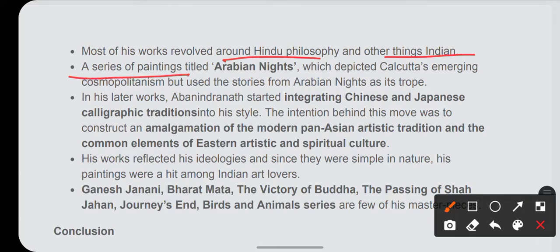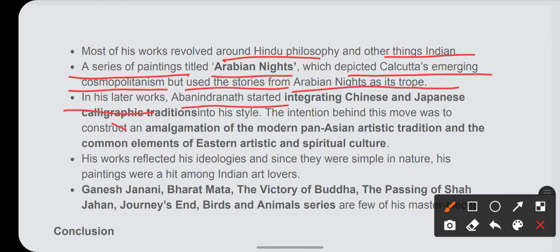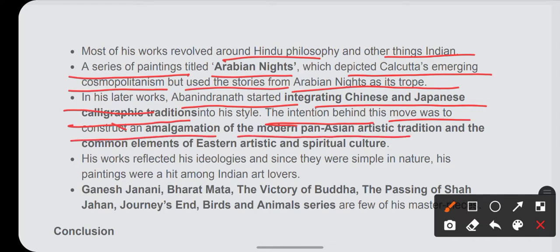A series of paintings titled Arabian Nights depicted Calcutta's emerging cosmopolitanism but used the stories from Arabian Nights as its trope. In his later works, Abanindranath started integrating Chinese and Japanese calligraphic traditions into his style. The intention behind this move was to construct an amalgamation of the modern Pan-Asian artistic tradition and the common elements of Eastern artistic and spiritual culture.